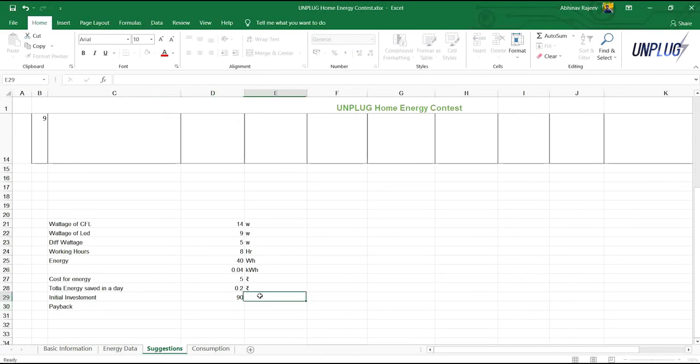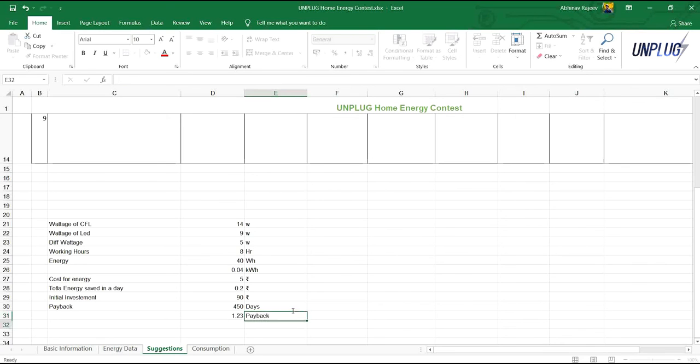So what is the payback? Equal to this one also in rupees, right? This one is equal to 90 divided by 0.2 rupees a day. So it's around 450 days, right? With around 450 days, this LED bulb will be beneficial. After 450 days, this thing will be in saving mode, right? Which is equal to this divided by 365, which is approximately 1.23 years. So with 1.23 years, you will have the payback.